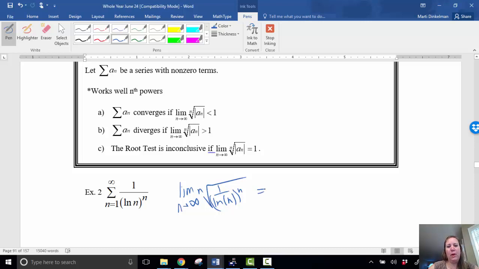If I have something to the nth power and I take the nth root of it, those are going to cancel each other out. I don't know why my limit just disappeared. That's weird. Now natural log of infinity, that's infinite. So this is really just bottom heavy, which is 0. So again, we get to be in the converges category.